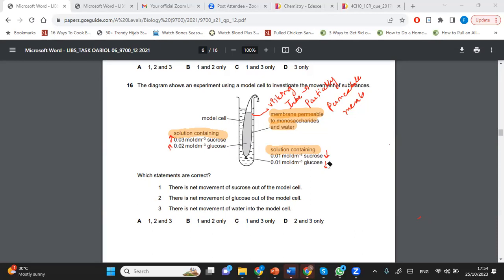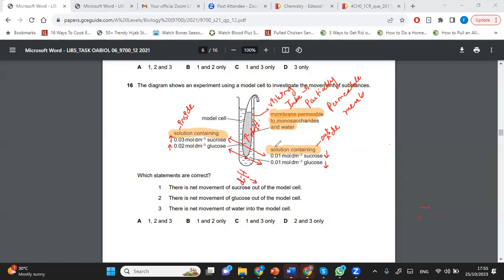The difference in concentration between sucrose inside the cell and outside the cell. This is inside and this is outside. Now, between sucrose, inside the cell and outside the cell, the difference is greater, right? Greater difference in concentration. If you compare glucose, the difference is lesser, right?